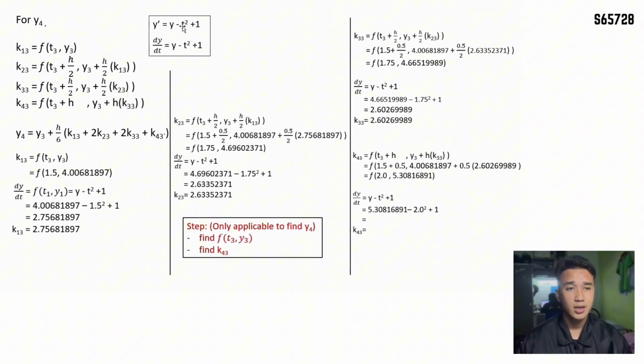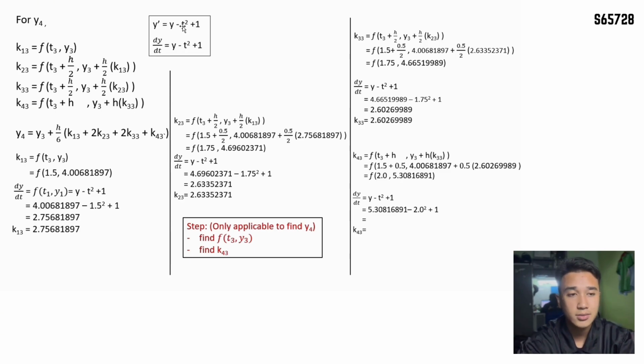And the last one is we want to find the value of k43, which is we use the formula t3 plus h and then y3 plus h times k23. And then we substitute the value into the equation: 1.5 plus 0.5 for the value of t3, and 4.00681897 plus 0.5 times 2.60269989 for the value of y3. And then the answer that we get for t3 is 2.0, and the value of y3 is 5.30816891.